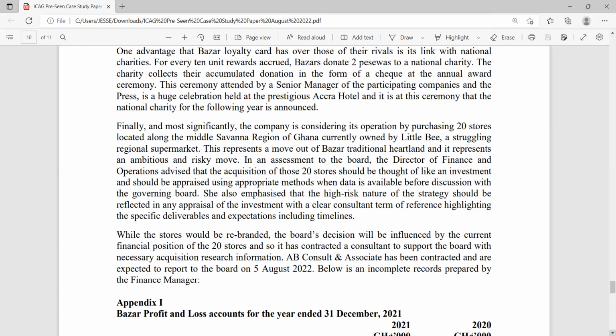In an assessment to the board, the Director of Finance and Operations advised that the acquisition of those 20 stores should be thought of like an investment and should be appraised using appropriate methods when data is available. So when you see something like this in the pre-seen information, I would quickly go to my investment appraisal notes and look at the different ways to appraise investment. There are several ways to appraise investment, but let me touch on a few for you.